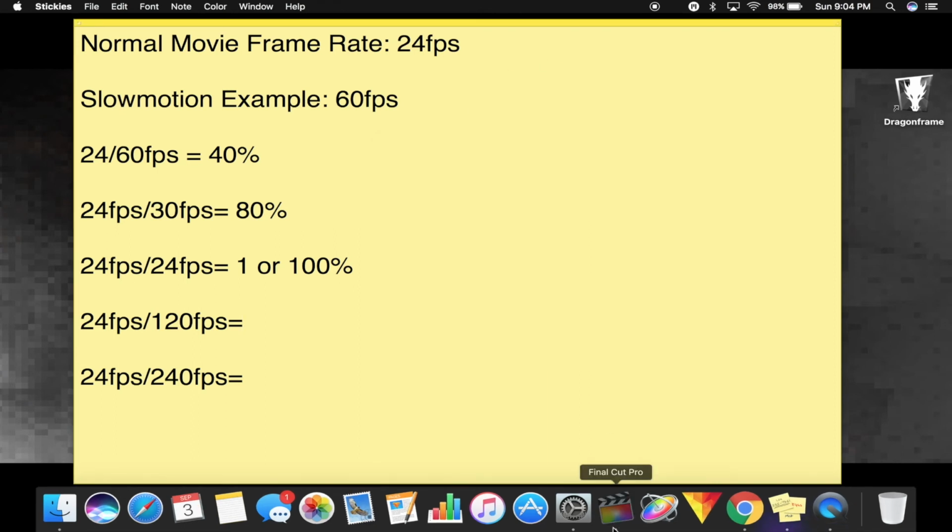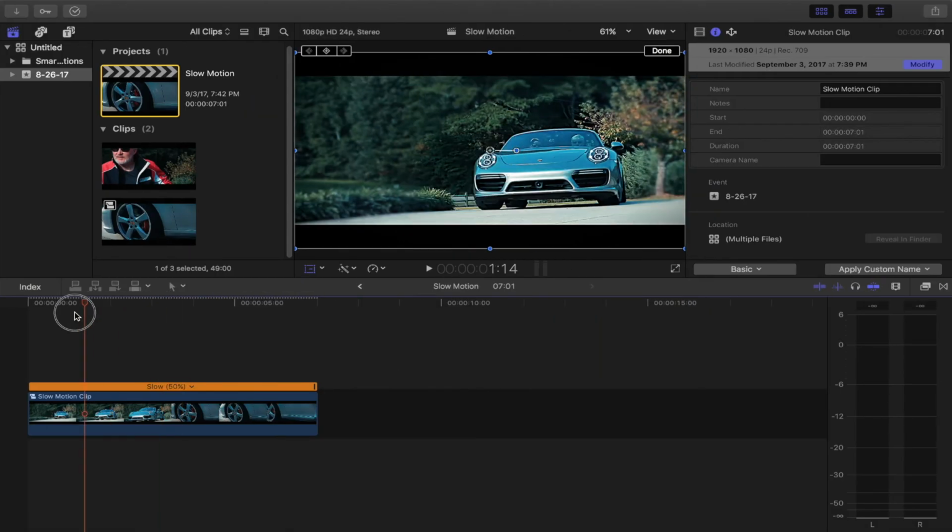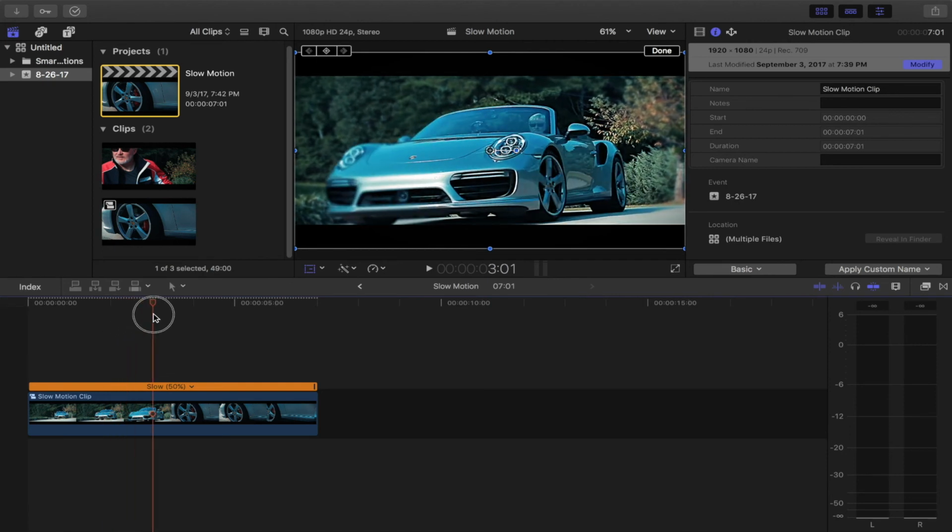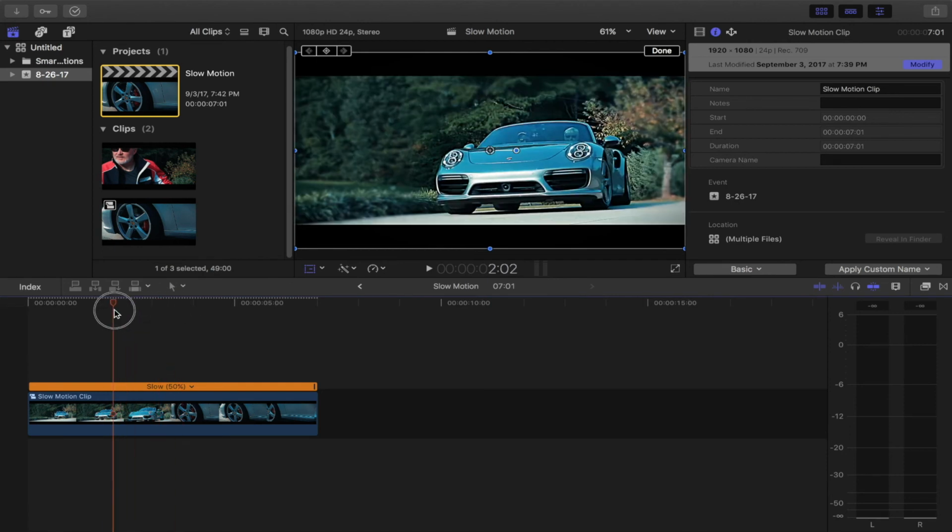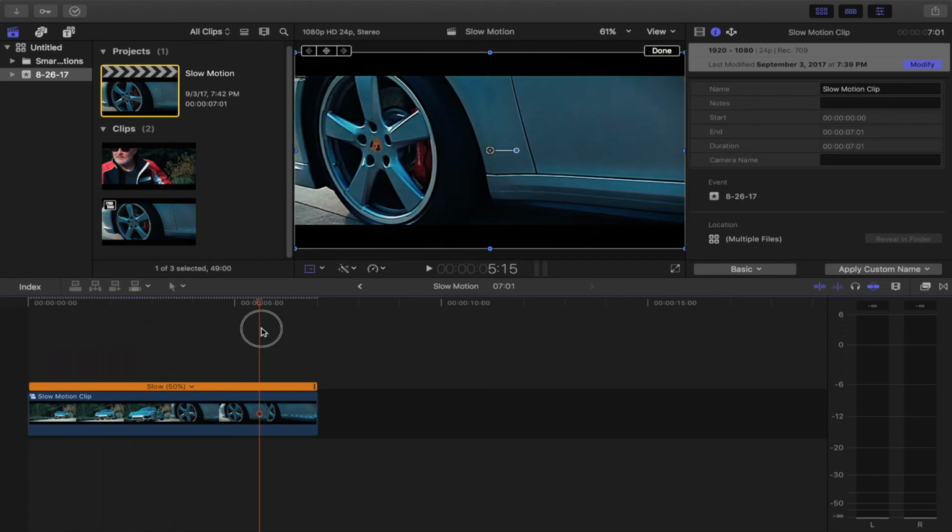And so that's how you get slow motion in Final Cut Pro, and that's the math behind it, so you can know what you're supposed to slow it down to make it look more natural.